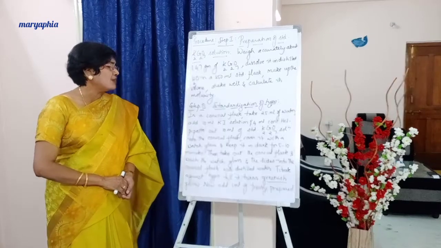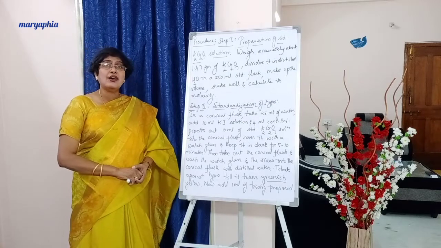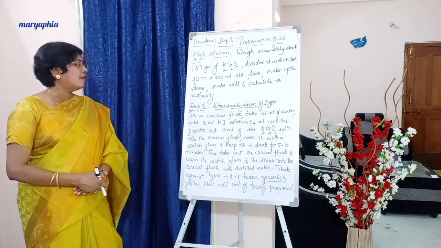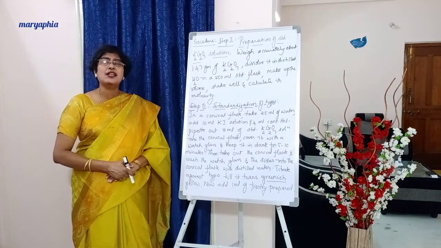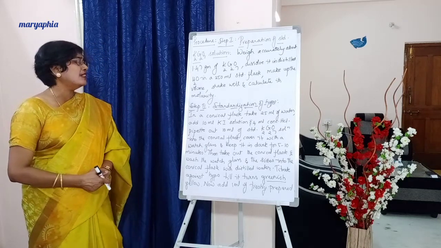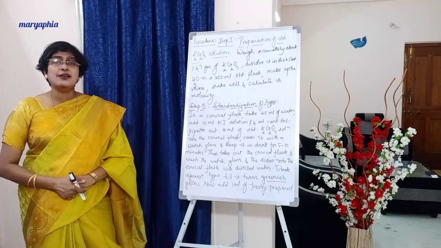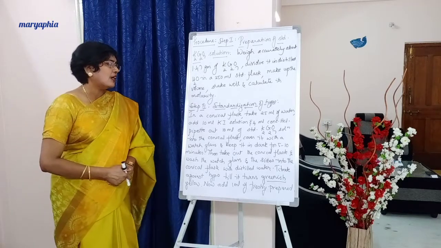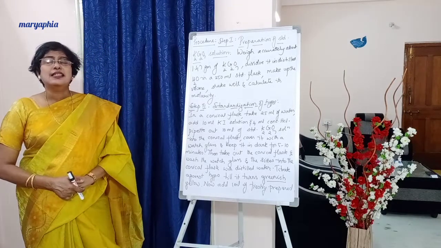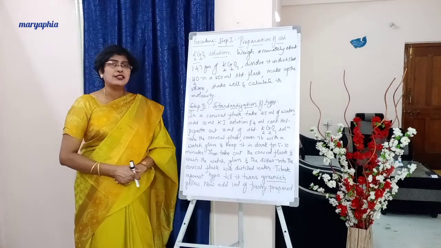Okay. So pipette out 10 ml of standard K2Cr2O7 solution into the conical flask. Already in the conical flask there are 25 ml of water, 10 ml KI and 4 ml of concentrated HCl. So into that we are dropping 10 ml of standard K2Cr2O7 solution. Cover it with a watch glass and keep it in dark for 5 to 10 minutes.